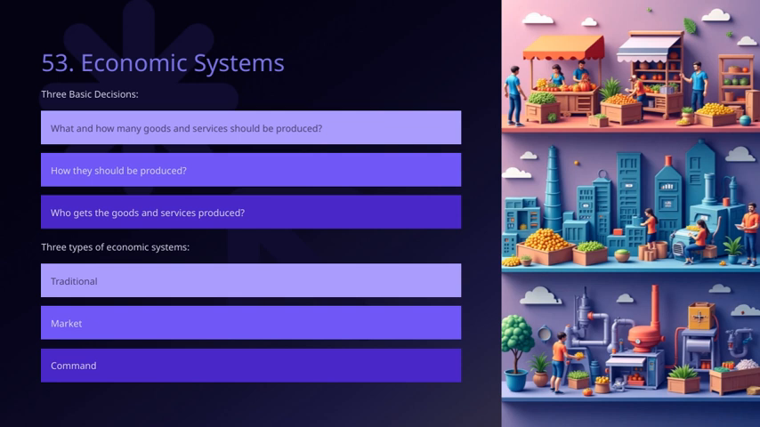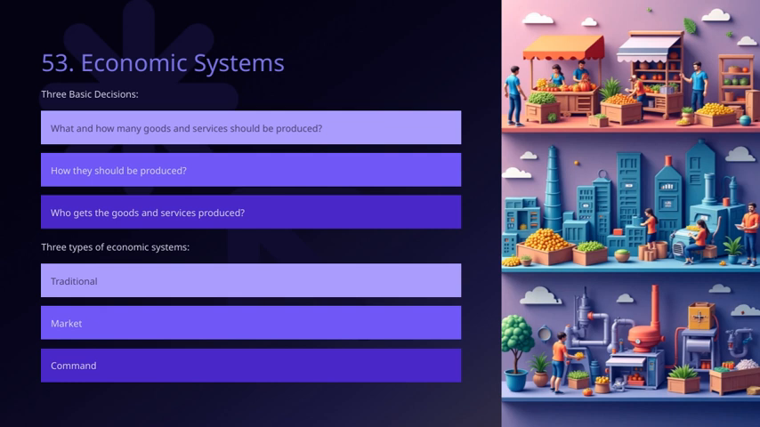Now, traditional economies are based on customs and traditions that have been passed down through generations. These systems tend to be more stable, but also more resistant to change. So, when we examine the three types of economic systems, command, market, and traditional, we see they all aim to answer three fundamental questions. Who gets the goods and services produced? How should they be produced? And what and how many goods and services should be produced?